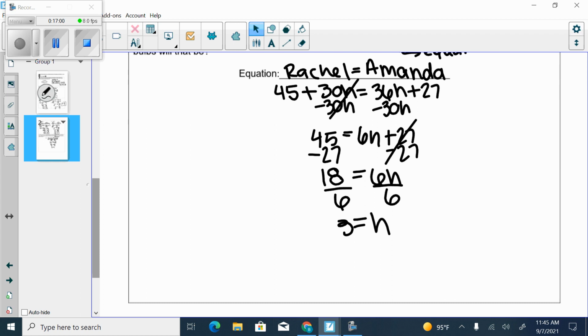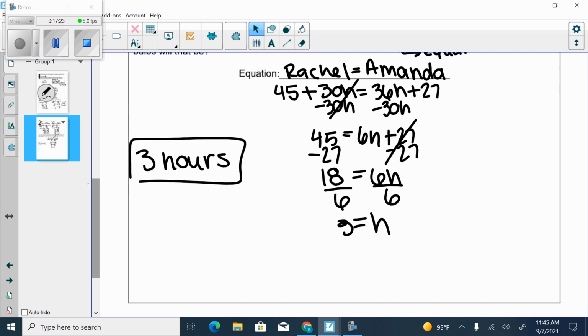So these two things will only be equal to each other. Rachel only equals Amanda when H is 3. And what is H representing? Hours, right. So that's what they asked, right? How many, or how long will it take, right? So that's where this comes from. It's going to take 3 hours. So there's our first answer.